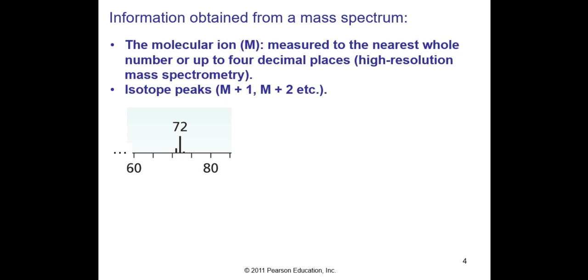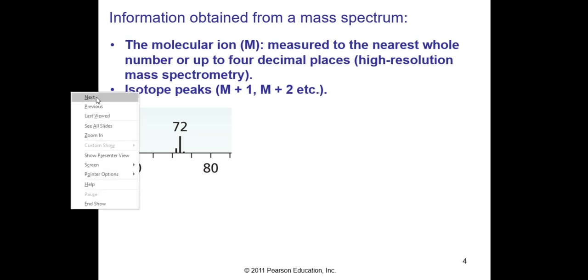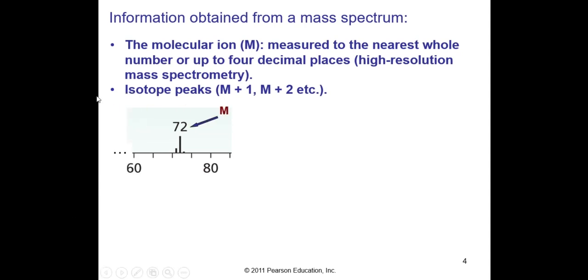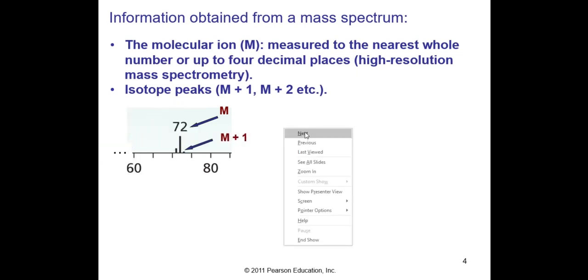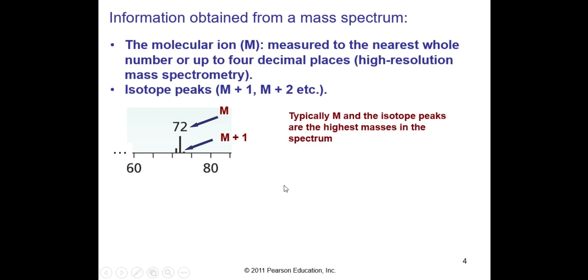Do you always see the molecular ion? Usually, but not always. Alcohols are notorious for not exhibiting molecular ions, and you'll see why as we go along. That's your M, molecular ion. M+1 is seen as well. Typically, M and the isotopic peaks are the highest masses in the spectrum. Exception, a compound whose molecular ion completely fragments, like an alcohol.